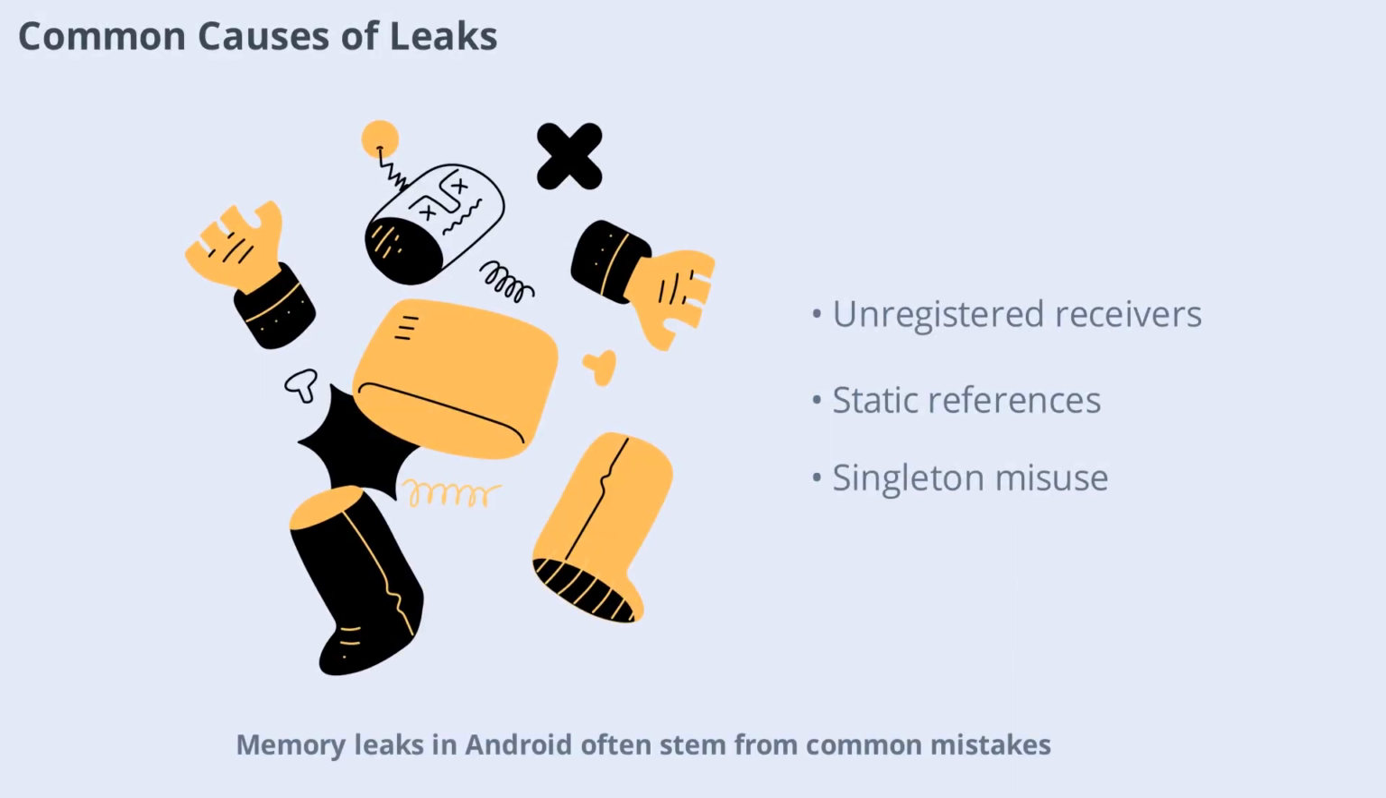Memory leaks in Android often stem from common mistakes. These include failing to unregister broadcast receivers, using static references for activities or views, improper handling of singleton classes, and inner or anonymous class references. Each of these mistakes can prevent the garbage collector from freeing up memory, leading to increased app crashes and degraded performance. Understanding these causes is the first step in preventing leaks.